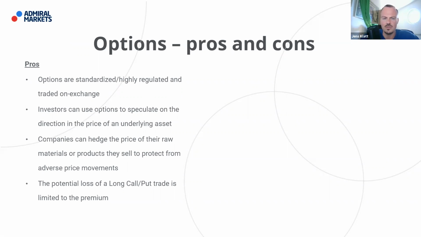So first of all, options are standardized, highly regulated, and traded on exchange. Same true as for futures. And investors can use options also, as they can futures, to speculate on the direction of the price of an underlying asset. So if you think that the stock or index like the DAX will go up, you buy a call option. If you think it will go down, you buy a put option for the opposite direction effect.